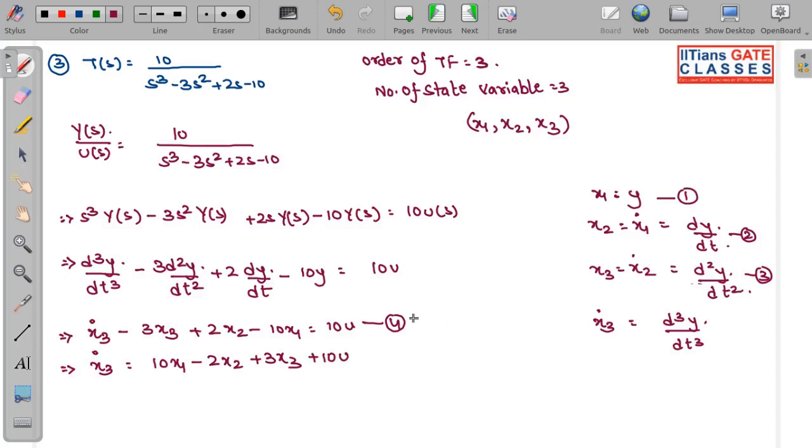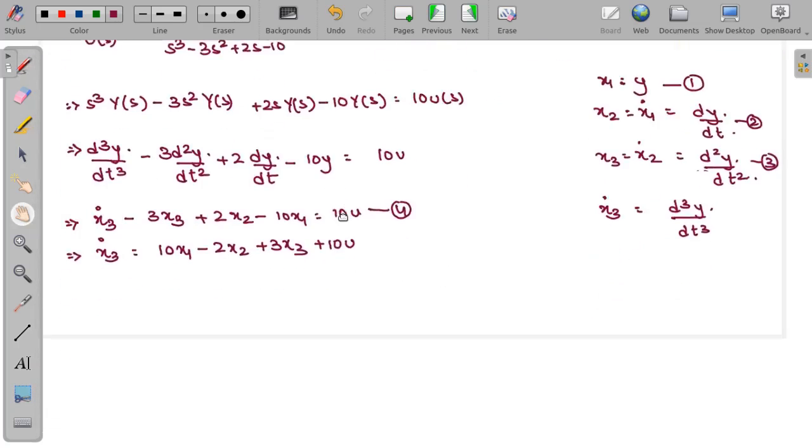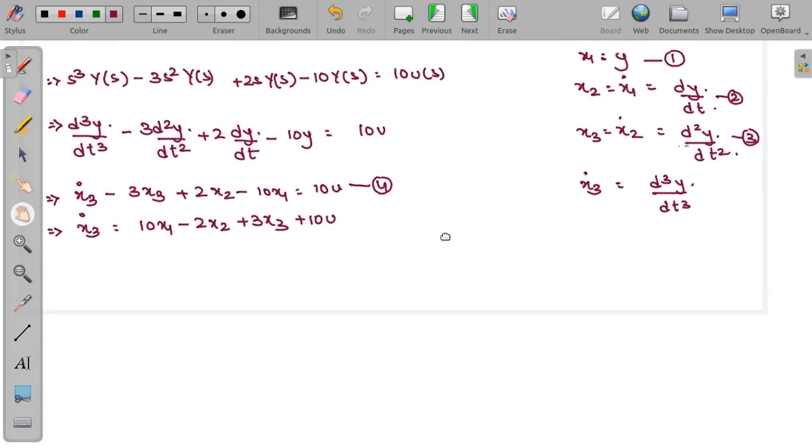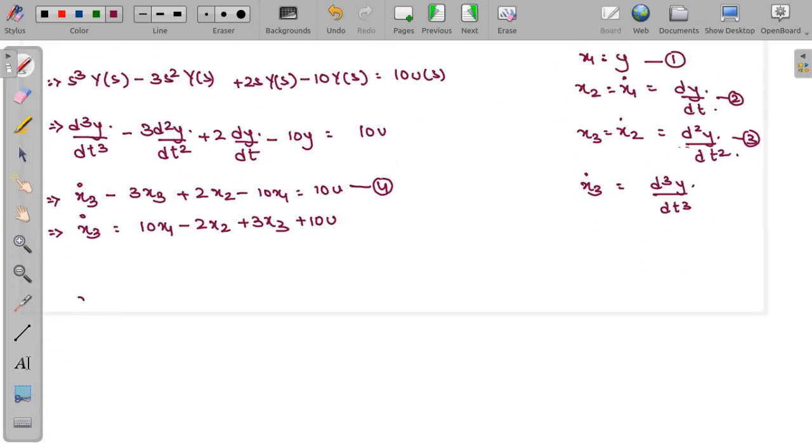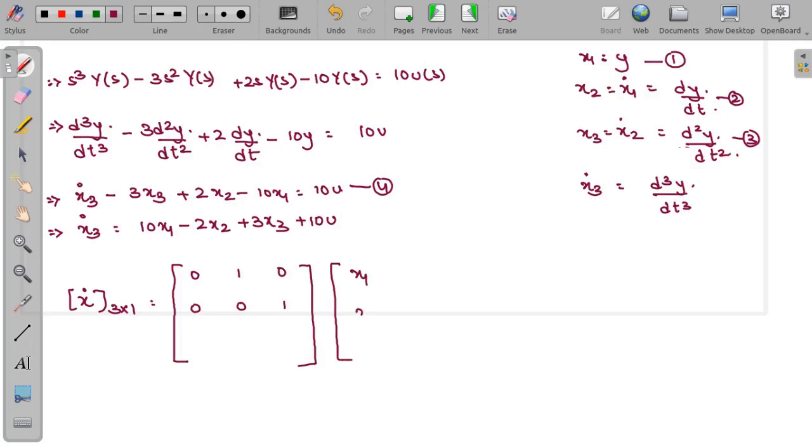So now if you have to write the state model, you can write it from these 3 equations present over here. So x dot, which is 3 cross 1, is equal to the A matrix, which will be 3 cross 3, as the order is 3, meaning the number of state variables is 3. So this will be 0 1 0 0 0 1. How am I able to write this? Look over here, x1 x2 x3, this is already fixed.